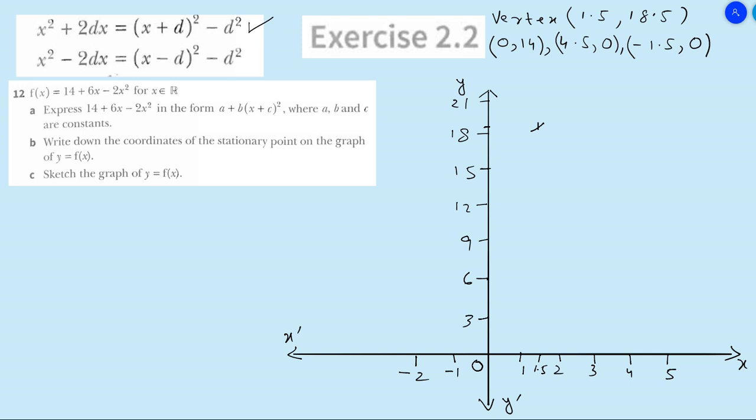The next one is 0 and 14. This is x 0 and y 14. This is 12 and obviously this is 13.5. So this should be a required point. This is 0, 14. The next point is 4.5 and 0. So this one is 4.5. So this is our required point on the x-axis. And minus 1.5 is 0. So this is minus 1.5. So this is our required point.